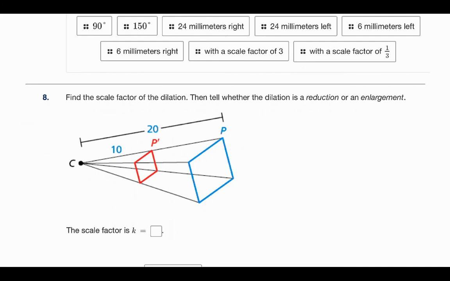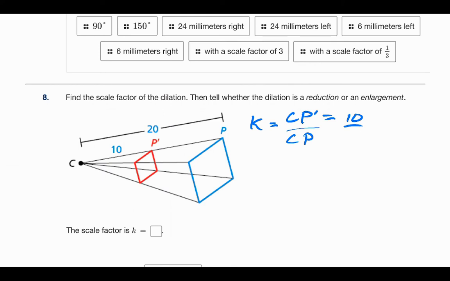Number 8 says find the scale factor of the dilation and tell whether the dilation is a reduction or an enlargement. So remember, we can say that our scale factor, which is k, we can write as CP prime over CP. Our CP prime is this one right here, so that's going to be 10.